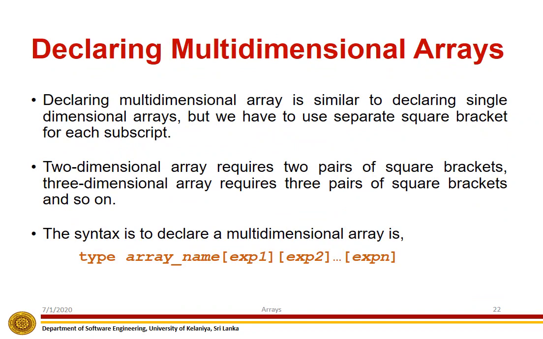Declaring multidimensional arrays. Declaring a multidimensional array is similar to declaring single dimensional arrays, but we have to use a separate square bracket for each subscript. A two-dimensional array requires two pairs of square brackets, a three-dimensional array requires three pairs of square brackets, and so on. So the syntax to declare a multidimensional array is: the type, the data type of the array, and the array name, like single dimensional arrays, then the square brackets according to the dimension.